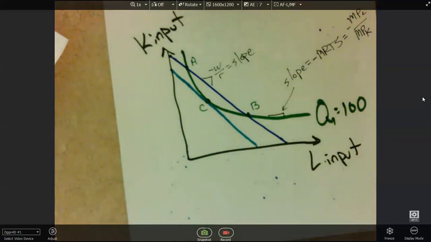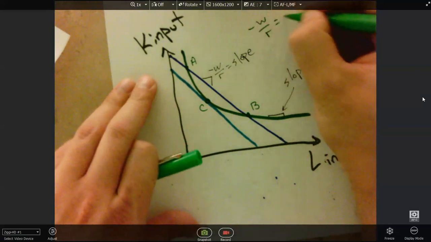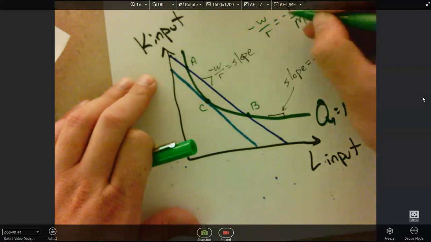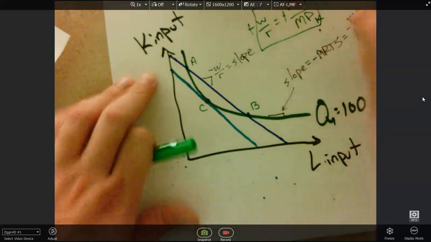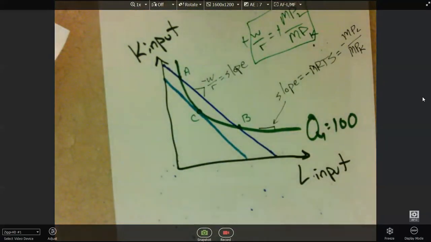So which is the cost minimizing point? Because all of those are points where the slopes are equal to each other, right? So negative W over R is equal to negative MPL over MPK. The negatives cancel out, and boom, that's our cost minimizing rule. So all of these points technically are meeting that cost minimization rule. So how would we choose which one is actually minimized?